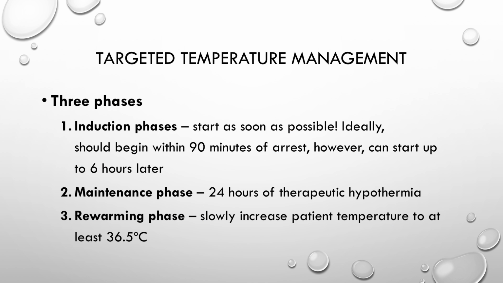So targeted temperature management includes 3 phases: the induction phase, the maintenance phase, and the rewarming phase. The first phase, you want to start as soon as possible. Ideally, you should begin within 30 minutes of the cardiac arrest. However, research says you can start it up to 6 hours later. Maintenance phase includes 24 hours of therapeutic hypothermia, while you're maintaining and monitoring the patient's vital signs, blood pressure, and labs. The rewarming phase includes slowly increasing the patient's temperature to at least 35.6 degrees Celsius.